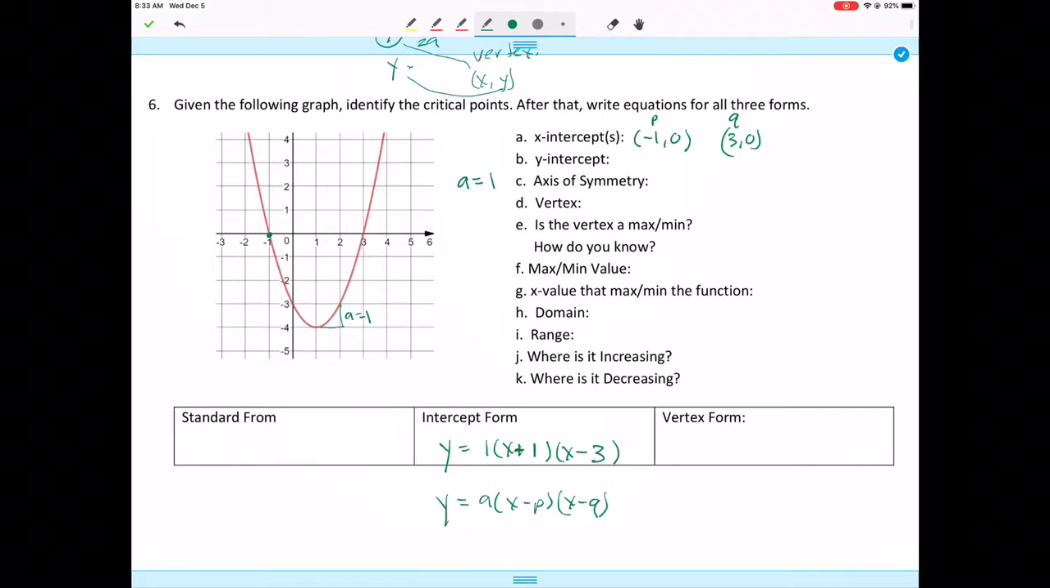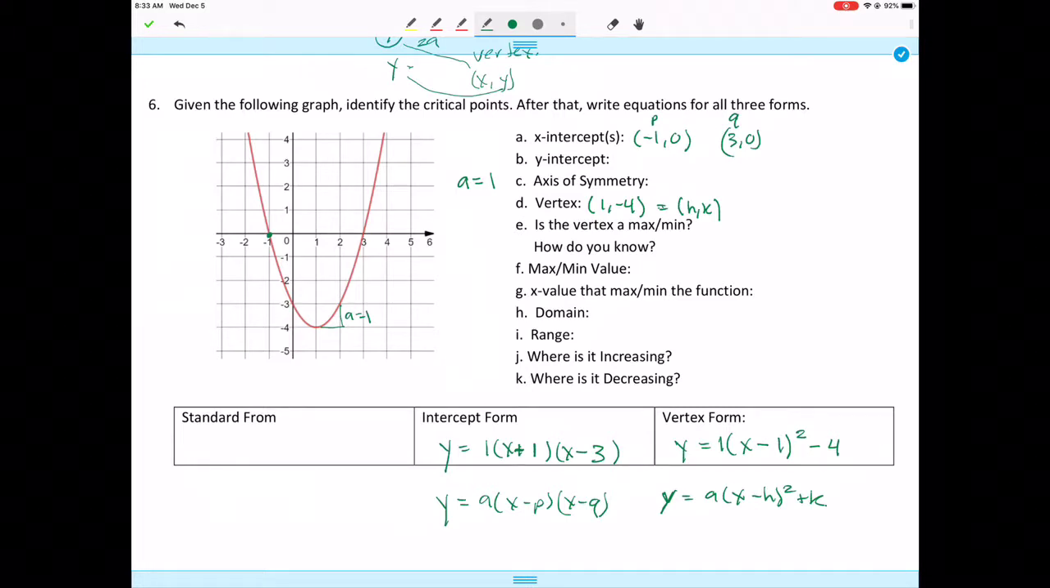Okay, vertex, we know what the vertex is. We'll just write it up here. Vertex is 1, comma negative 4. We already know what a is, so we can write down our vertex form. Y equals a times x minus h squared plus k. All right, so we have y equals 1 times x minus h. H is 1, squared, and our vertex is our h comma k. And then our k is a negative 4, so we add a negative 4. Okay?